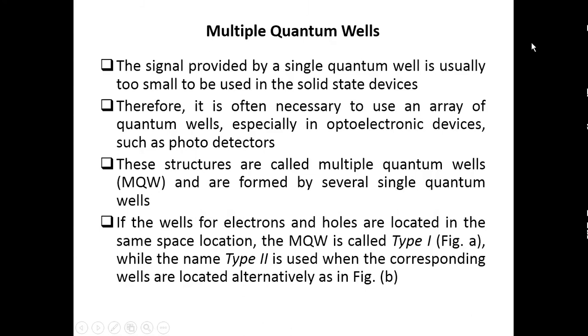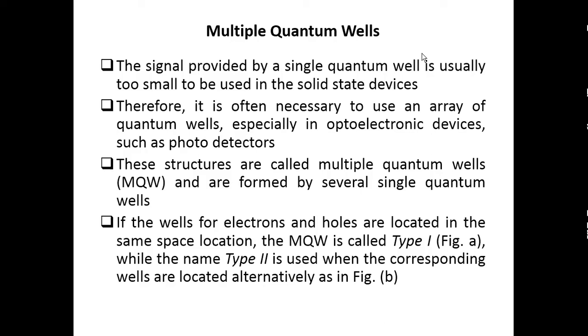Okay. The signal provided by a single quantum well is usually too small to be used in a solid state device. I told you, when we use only a single well, then in such cases, when we apply a signal, why do we use this particular well structure for devices? Because such a well structure gives very high speed operation of the device, isn't it? But if the signal given to a single quantum well is very small, then what happens? The single well cannot operate on such small signals. It is sometimes not possible. In such cases, we cannot use such a solid state device with a single quantum well.